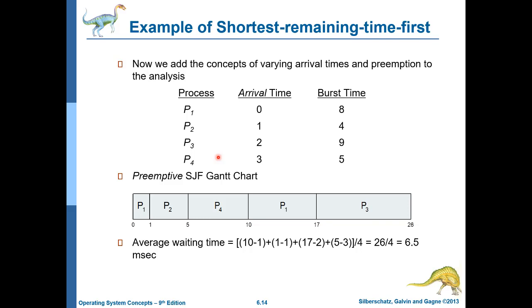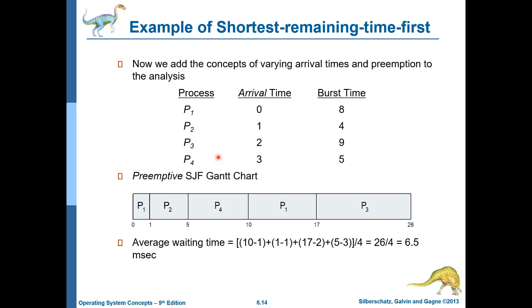At time unit 2 another process, P3, comes, and we again make a comparison. P3 has a burst time of 9. P2 now has 3 remaining time units, because 1 time unit has already passed. P1 has 7 time units.